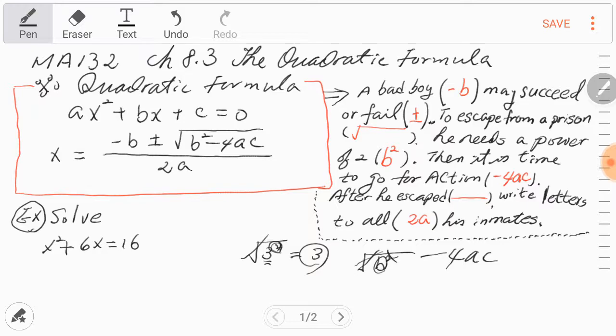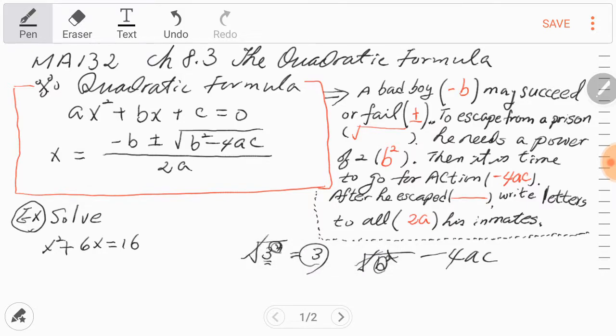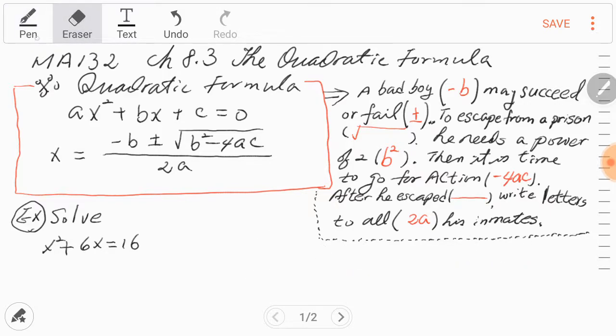And once he succeeds in escaping, what does he do? Write letters to all his inmates. To all, to all. So over 2a. A little story. It may help to memorize this one. If not, then just memorize the formula. It's much simpler. Alright, then let's try example 1.